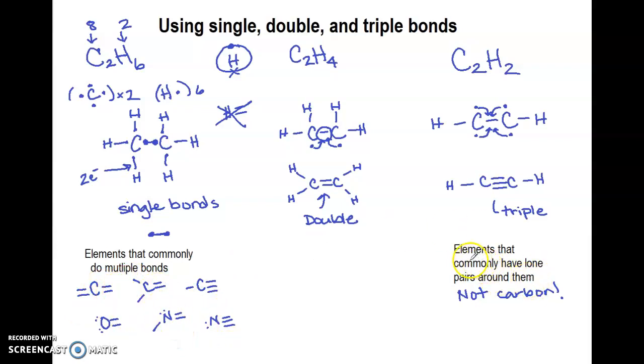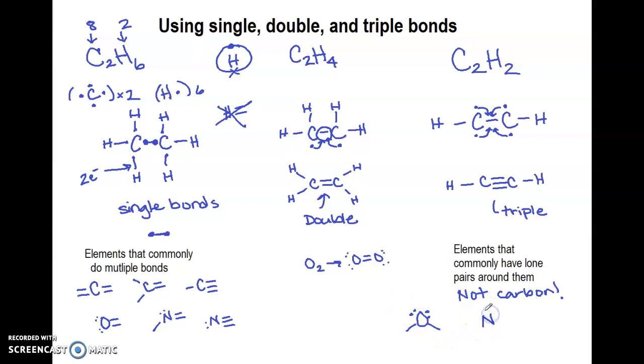I want to talk about elements that commonly have lone pairs around them. And I said not carbon, so that's a non-example. And I kind of already started to do that over here. Oxygen tends to have 2 lone pairs, and we see that like in water or in oxygen gas. So oxygen gas, the Lewis structure of that is 2 oxygen atoms double bonded, and then they have their lone pairs. So oxygen, and therefore sulfur, anyone in the same group we'd expect to have potentially similar.